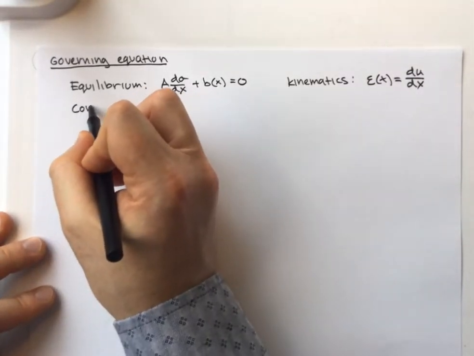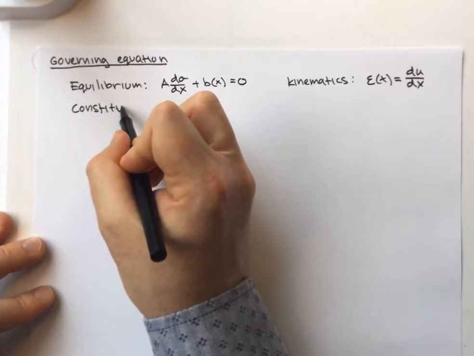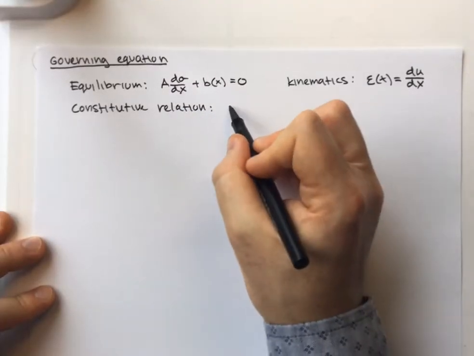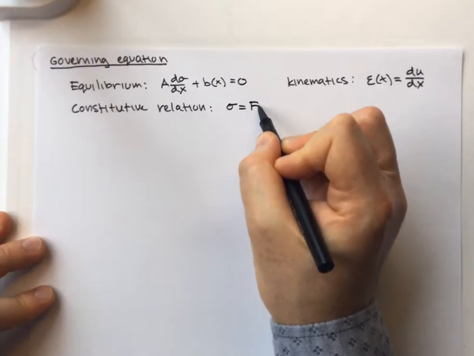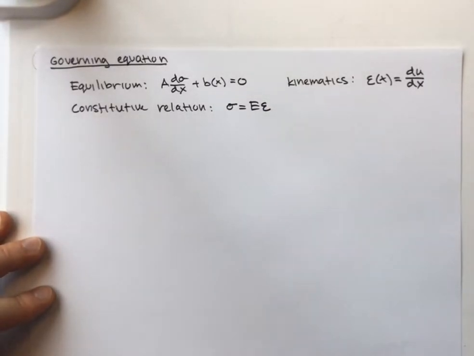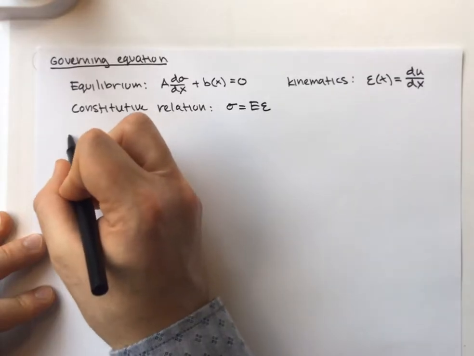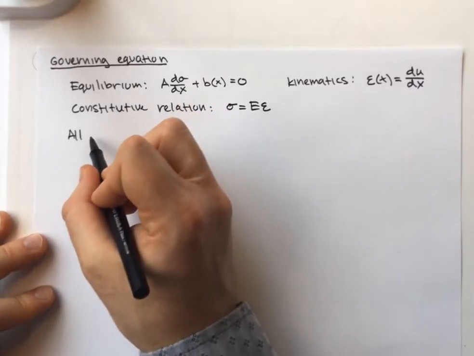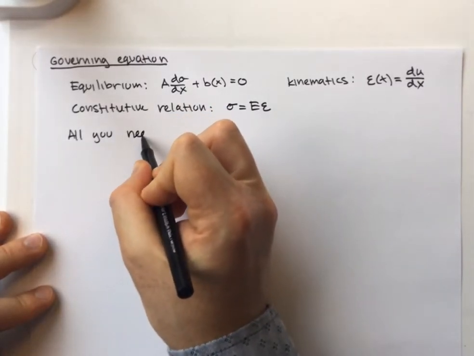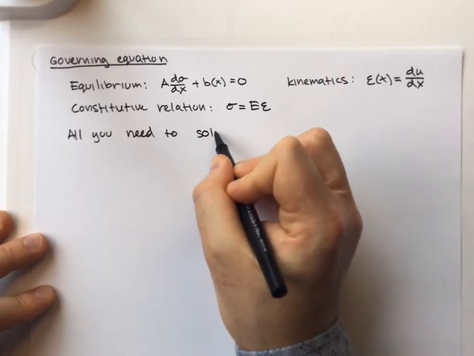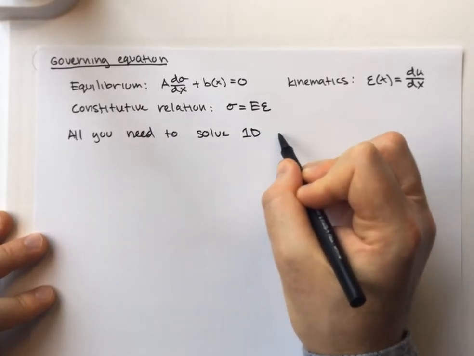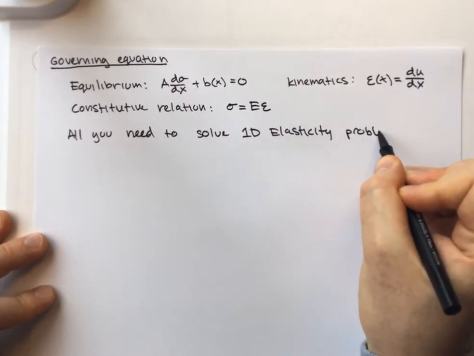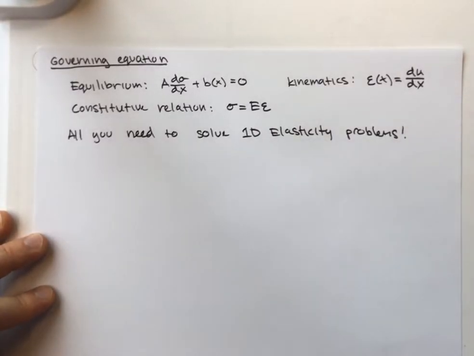And the last thing that we talked about was our constitutive relation. And that said that stress is linearly related to strain through our elastic modulus. And really all we need to solve 1D problems are in those three relationships. So that's all you need to solve 1D elasticity problems. That's pretty cool, so I'll put an exclamation point at the end.